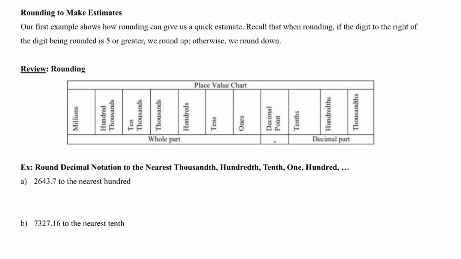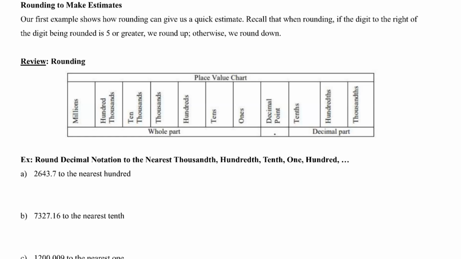If we are working on estimation, we have a couple of different strategies we can utilize as we go through these problems. The first is rounding to make estimates. When we are rounding, we want to remember a couple things. We look at the digit to the right of the digit that's being rounded, and if the digit to the right is 5 or greater, we round up. Otherwise, we round down.